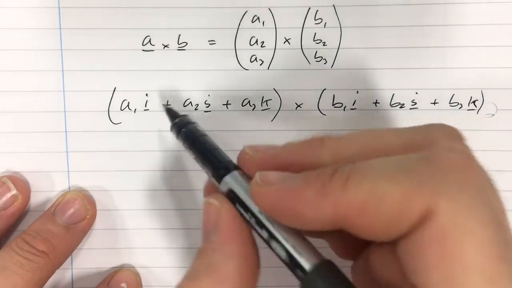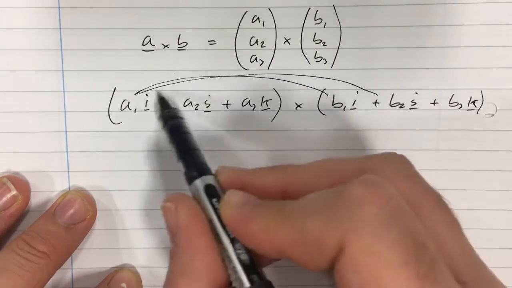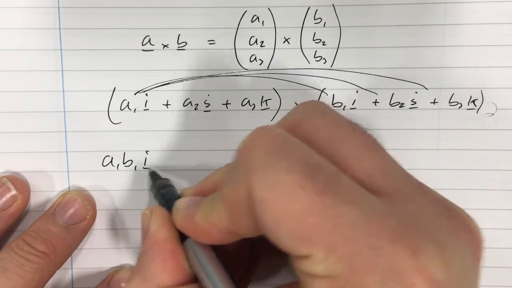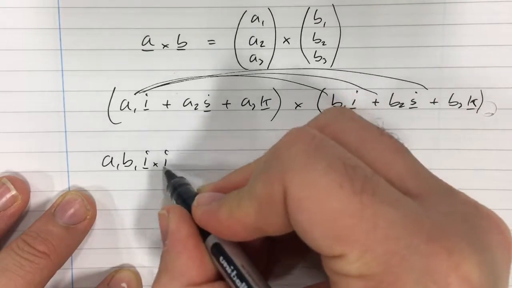And now we're going to multiply the brackets. So that times that, that times that, that times that, keeping the order in which we are cross multiplying.